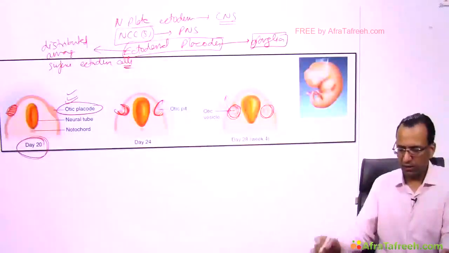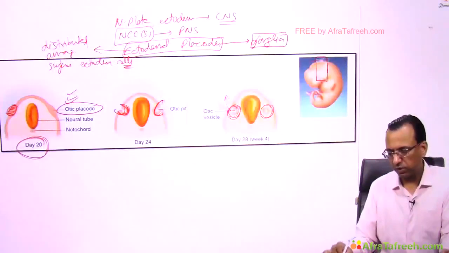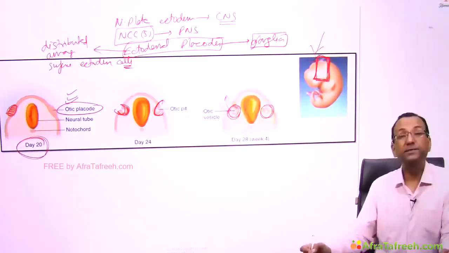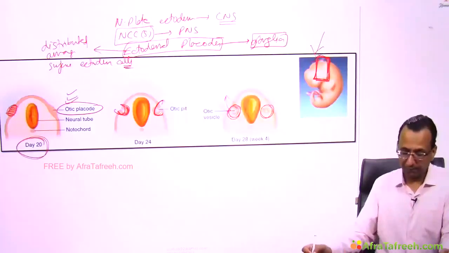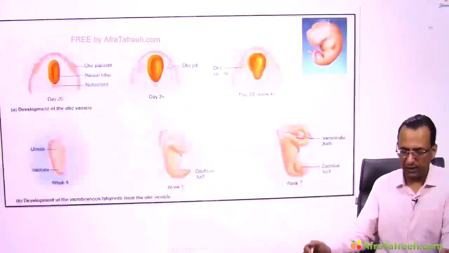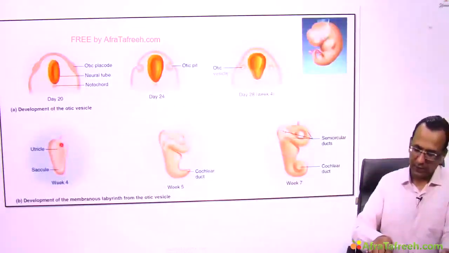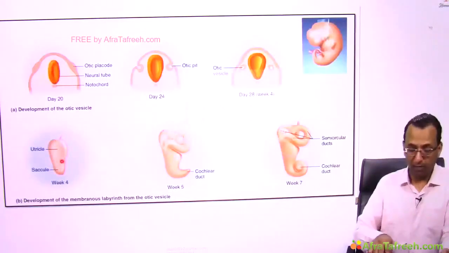What kind of section was this? This was a transverse section at the level of the developing ear. Okay, fine. What is the next thing? Next you will see the otic vesicle is forming the inner ear.